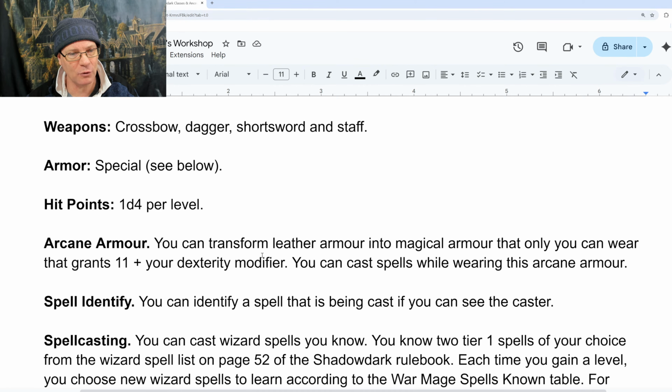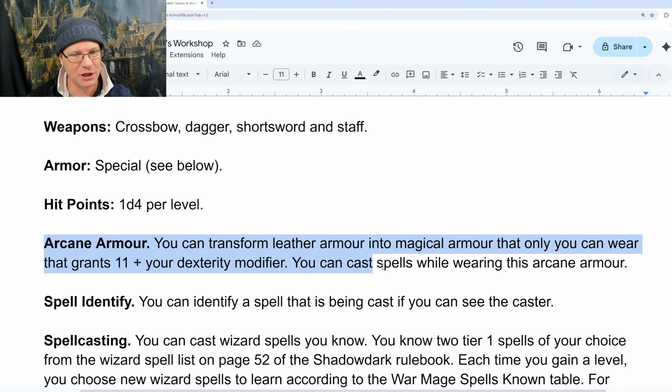You can transform leather armor into magical armor that only you can wear, that grants 11 plus your dexterity modifier, which is exactly the same formula as leather armor if you were allowed to wear armor. And magic users, wizards in particular, aren't allowed to wear armor. The going concept is that they can't actually cast spells in armor because it interferes with them. So you can cast spells while wearing this arcane armor. So what we've simply done is given you really just a +1 to your armor class, as long as you have armor and you create your magical armor.